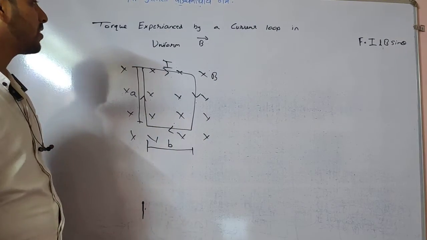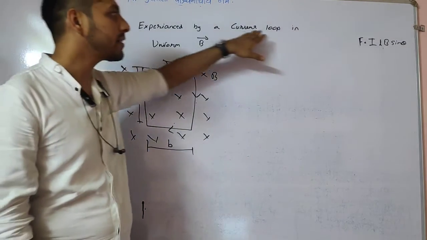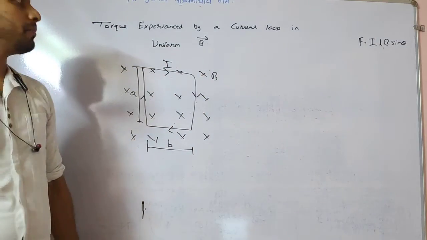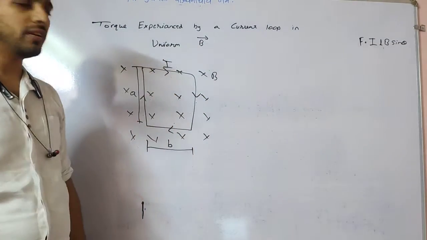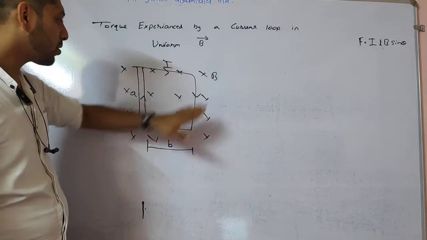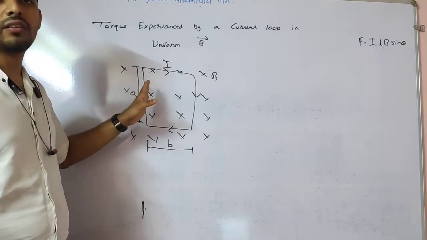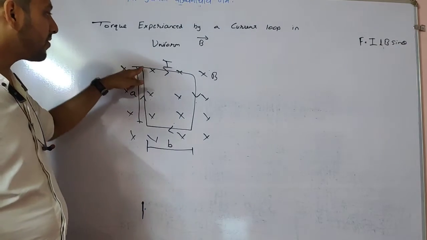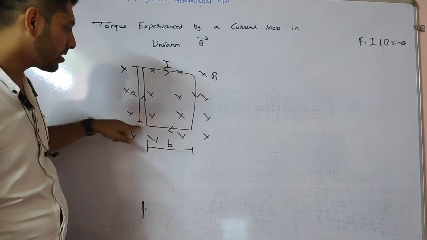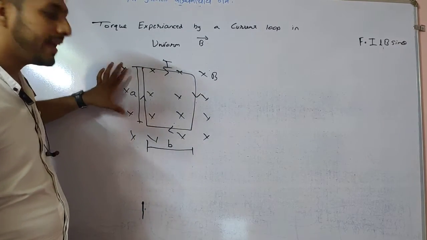Hello students, now we'll be talking about torque experienced by a current loop in a uniform magnetic field. Here I have drawn a magnetic field. This X shows that the magnetic field is going inside the plane. And we have a current loop, whose size is A and B.